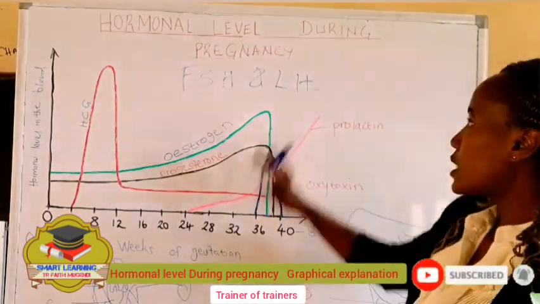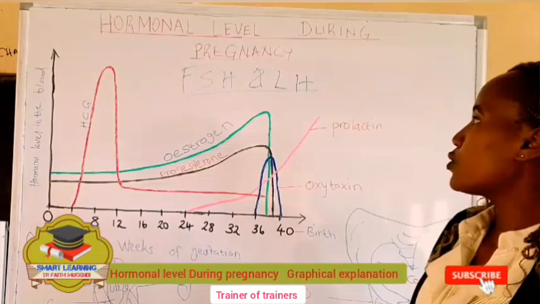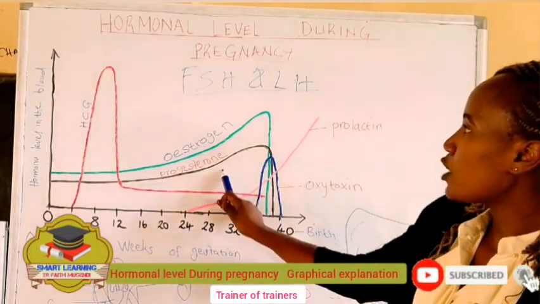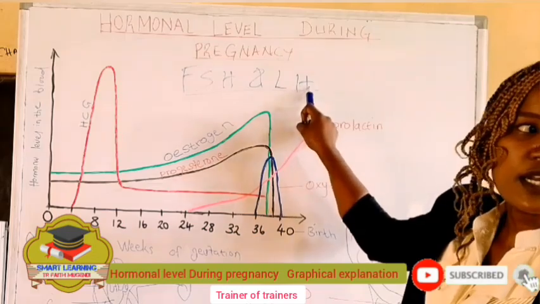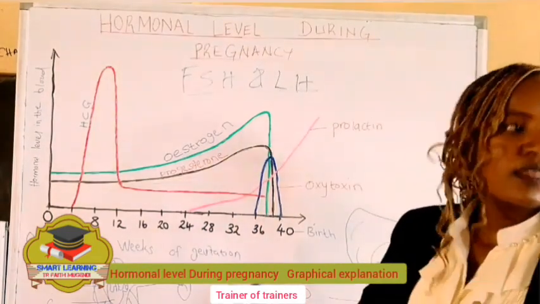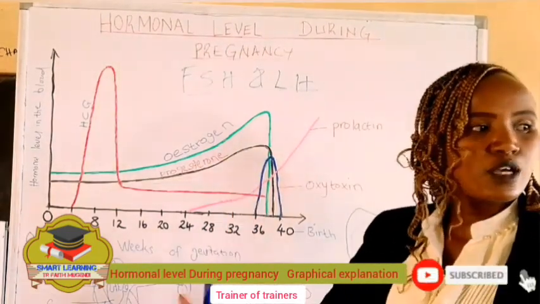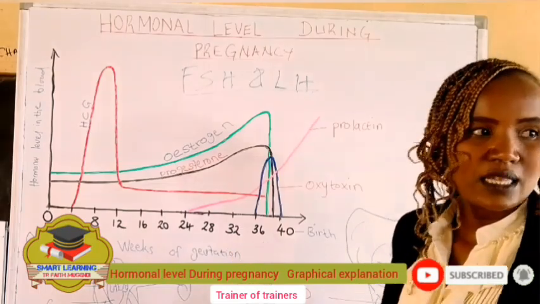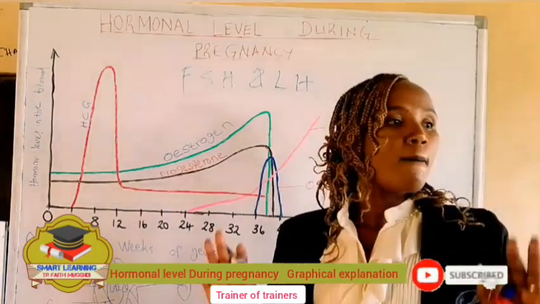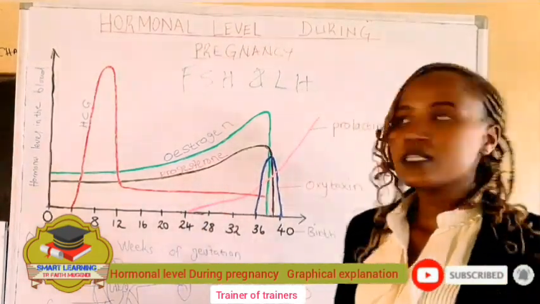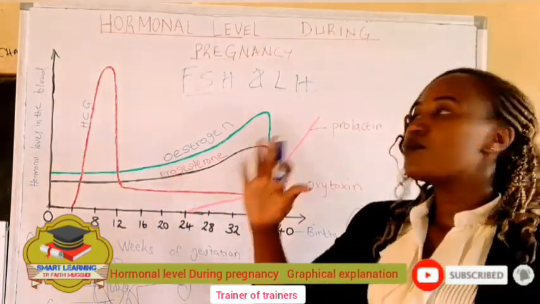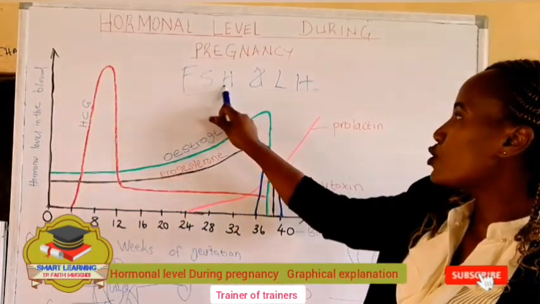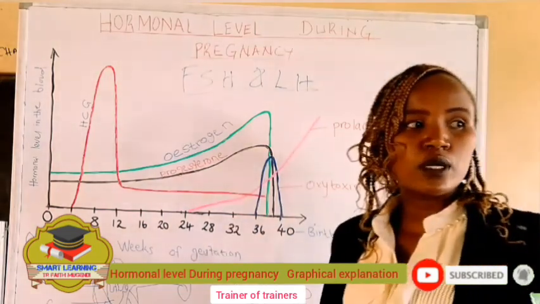So that now we can have something like this we are explaining. Progesterone prevents the production of follicle stimulating hormone and luteinizing hormone. Hence, there will be no menstrual cycle during pregnancy. That is the reason why there is no menstrual cycle during pregnancy, because of the presence of progesterone, because its presence prevents the production of follicle stimulating hormone and luteinizing hormone.